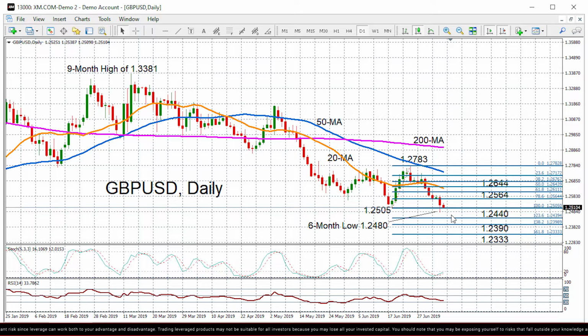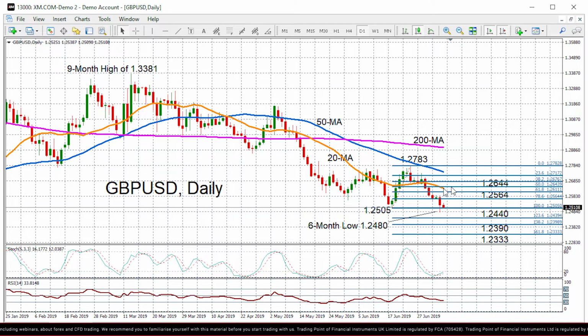1.2333. But if we were to see a reversal in price action, initial resistance should come at the 78.6% Fibonacci at 1.2564. Clearing that could then help Pound Dollar recover towards the 20-day moving average near the 50% Fibonacci at 1.2644. That would help ease the downside pressure.